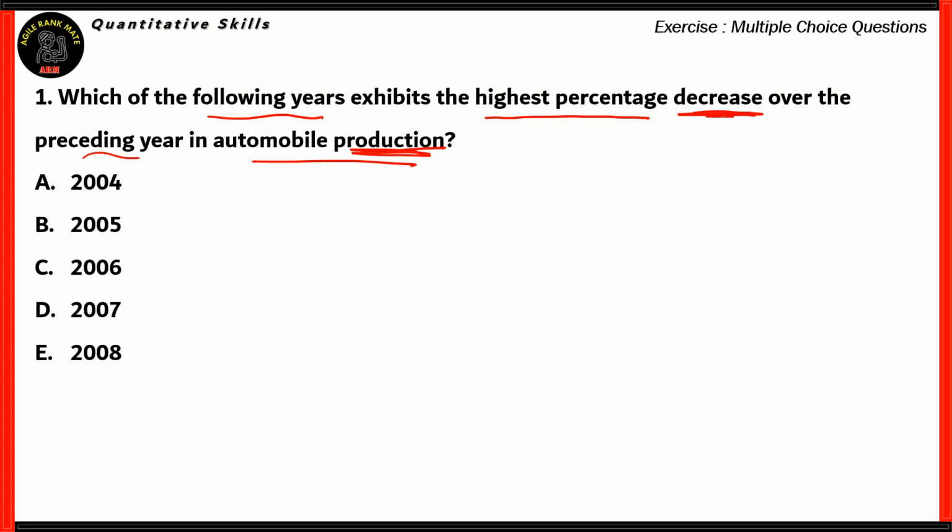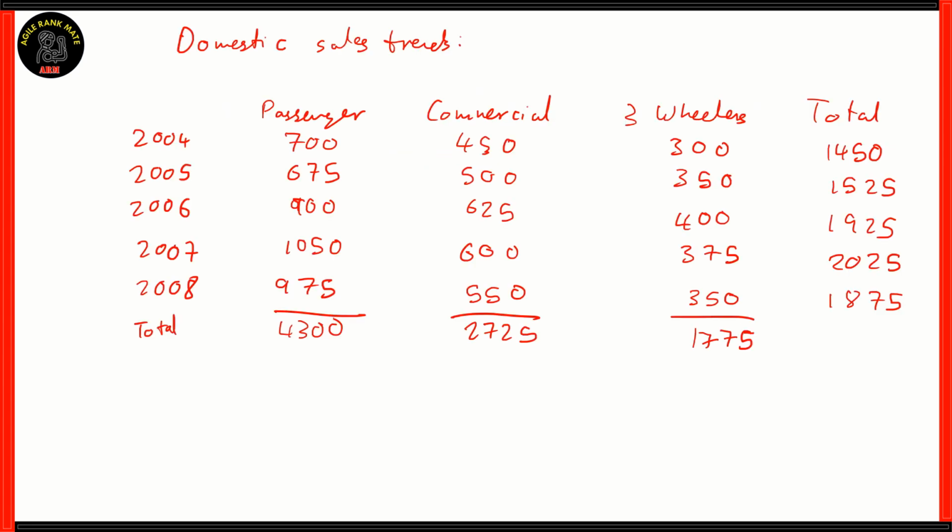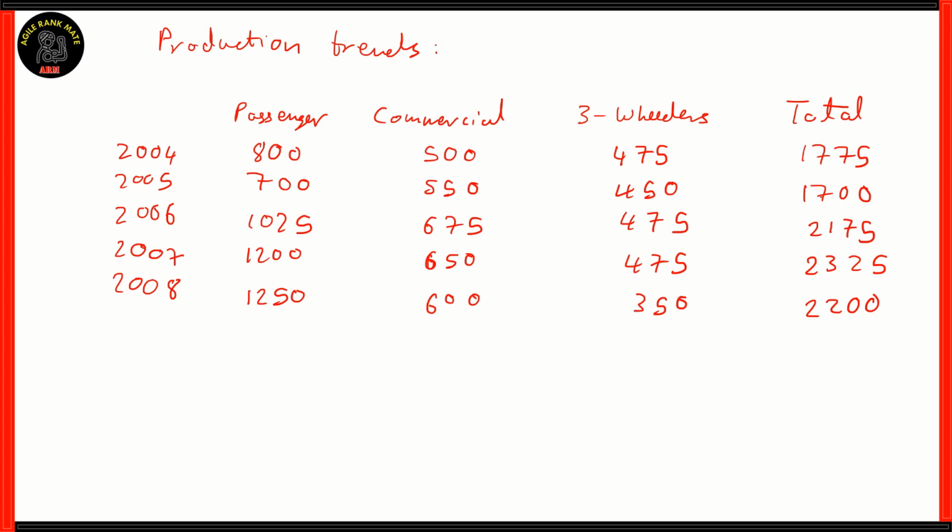Now, percentage decrease here means that the next year, so for example, if 2004 was 20 cars, and if 2005 had 15 cars, then there would be a percentage decrease. So we need to find out the values for this particular question. So which of these years exhibited the highest percentage decrease? So if you look at production trends, if you look at 2005, the total is 1,700, while 2004 had 1,775. So this is a major decrease.